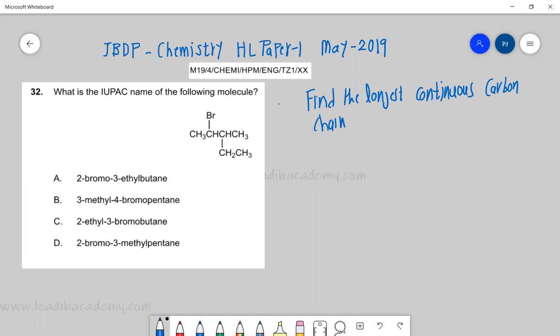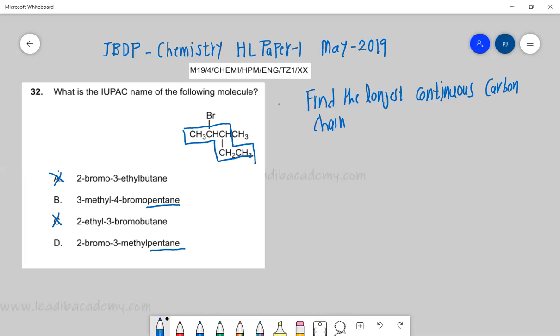So let's do it. Which is the longest continuous carbon chain? You are smart enough and have understood that this is going to be the longest carbon chain, and you can clearly see that there are 5 carbons. So the option has to be a pentane. We can shortlist either this or this, that is B and D. A and C are straightaway out of the race.